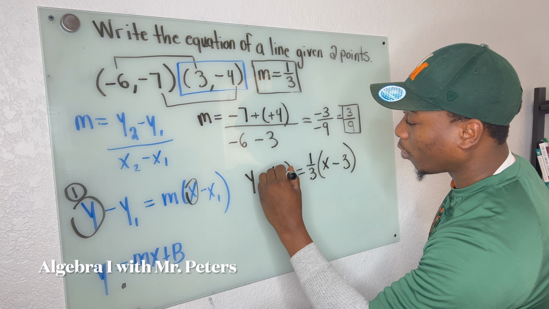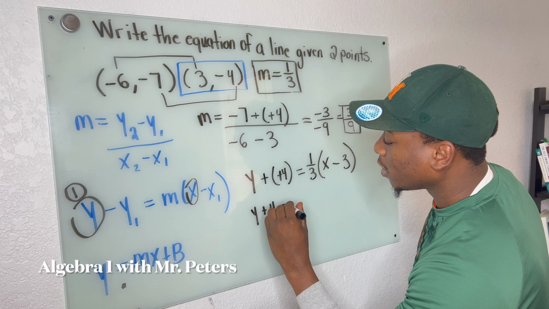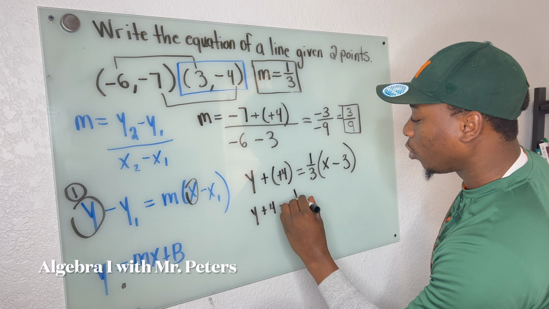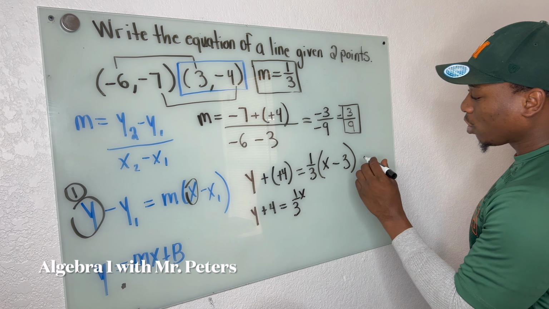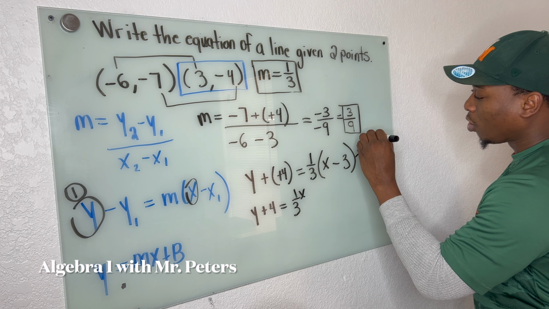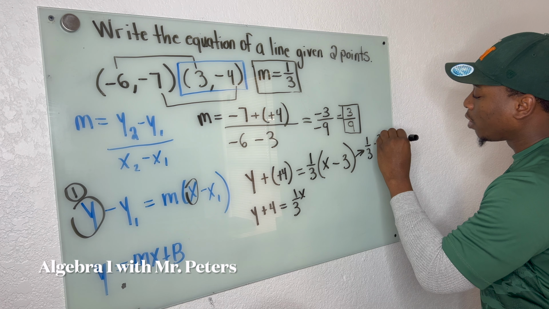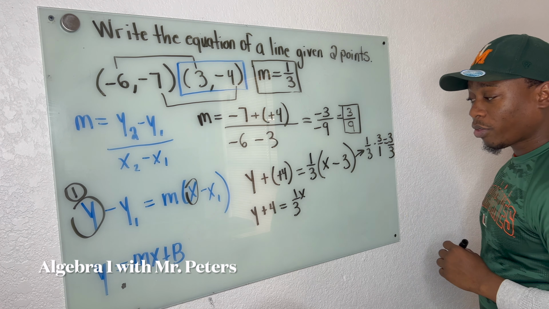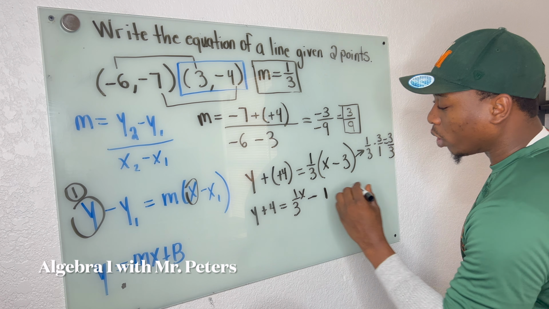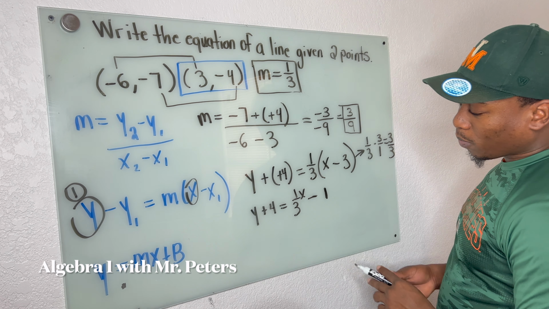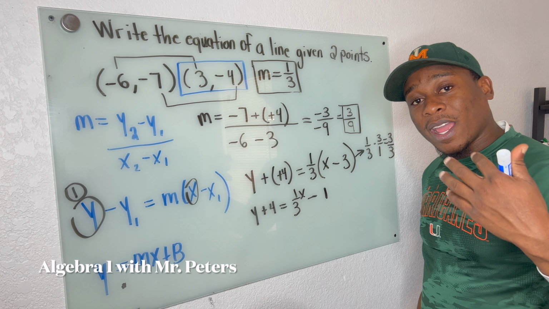Let's clean this up, right? So we have y plus 4 is equal to 1 over 3x, because we're distributing. And then let's just do this out to the side, right? We have 1 over 3 times 3 over 1. That's going to give us 3 over 3 or we could just put -1.